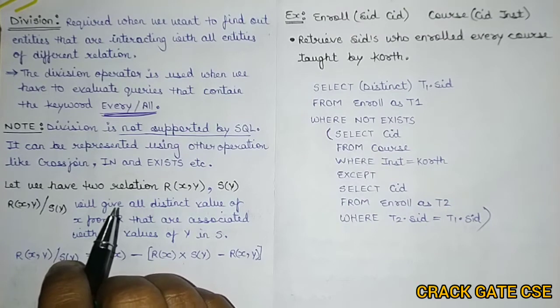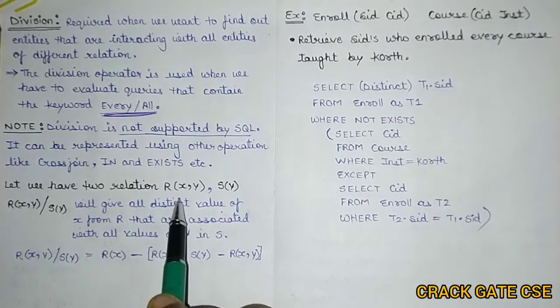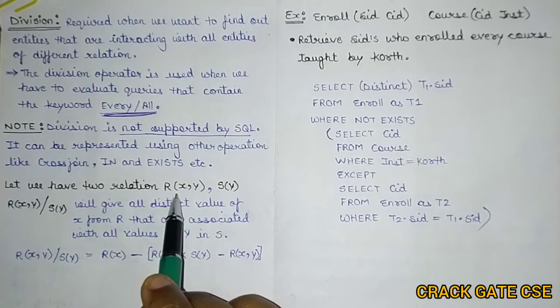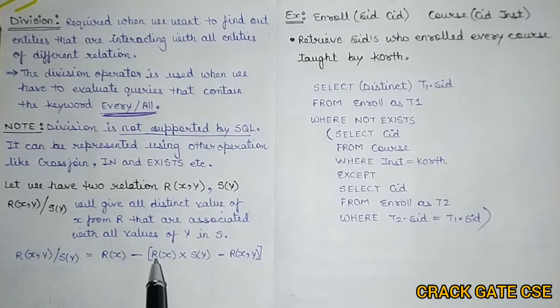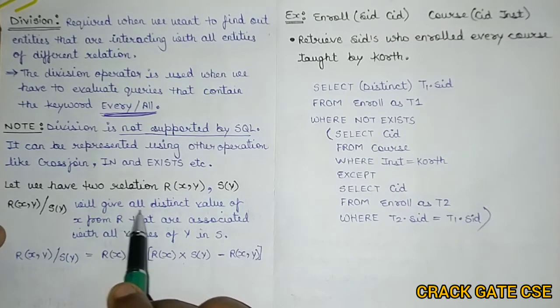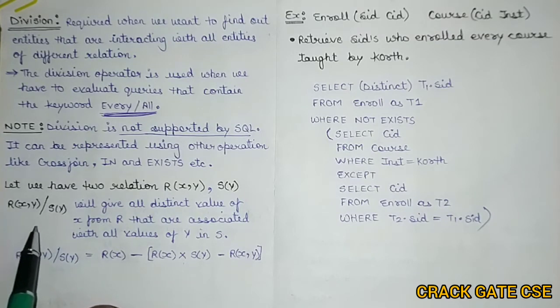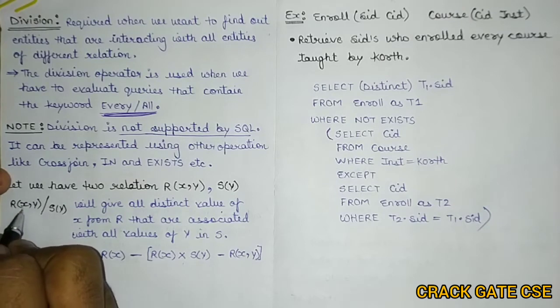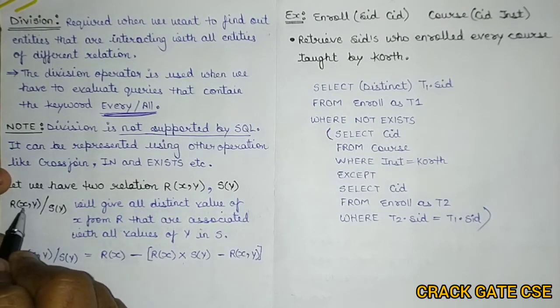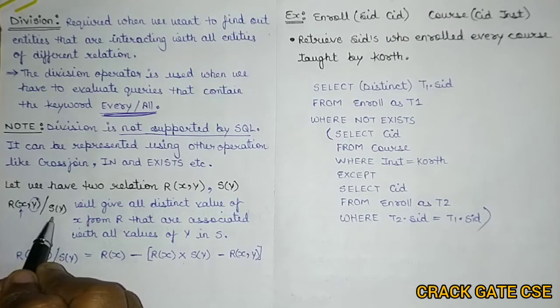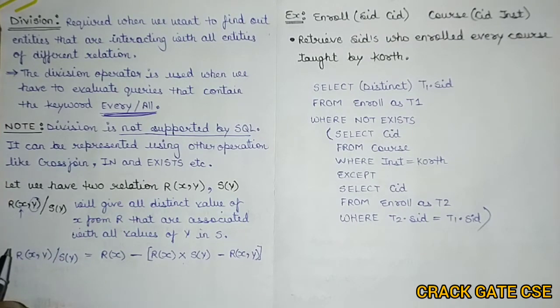So let's first try to understand what division is. Say we have two relations R and S, with attributes X and Y in R and attribute Y in S. We have two attributes in relation R and one attribute in relation S, and if I want to perform R divided by S, it will give all the distinct values of X from table R which are associated with all the values of Y. That means this Y and this Y have to be the same for the respective X. If this is the case, the respective value of X will be the output.